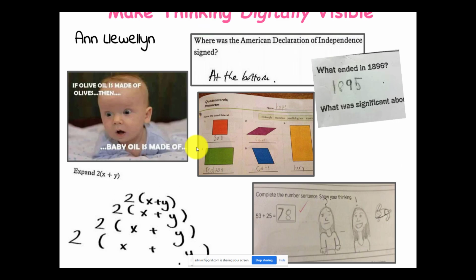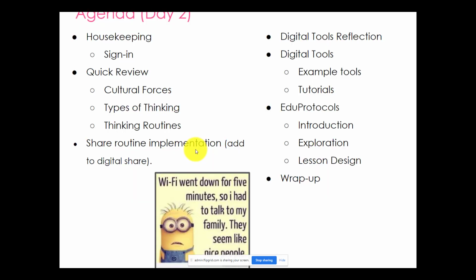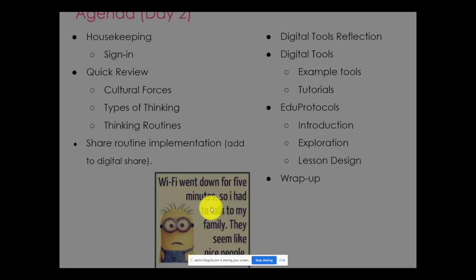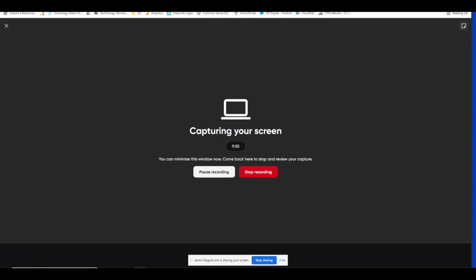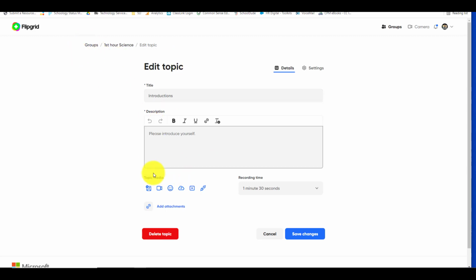So teachers or students could go through a presentation and narrate it, and then you would have a digital copy of that. So here's my Make Thinking Digitally Visible. I could talk through each slide, and then when I was done, I could upload that video straight to Flipgrid. What I just did was I did a video within the directions of my topic.